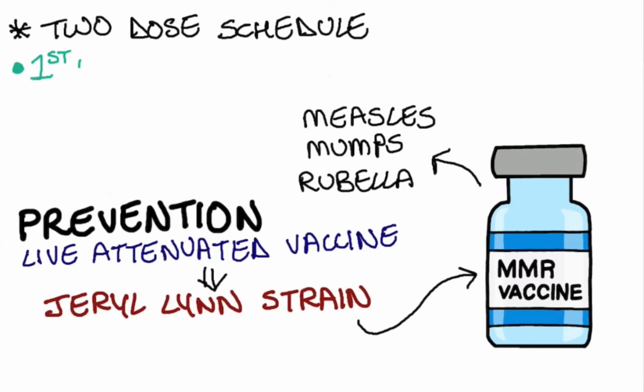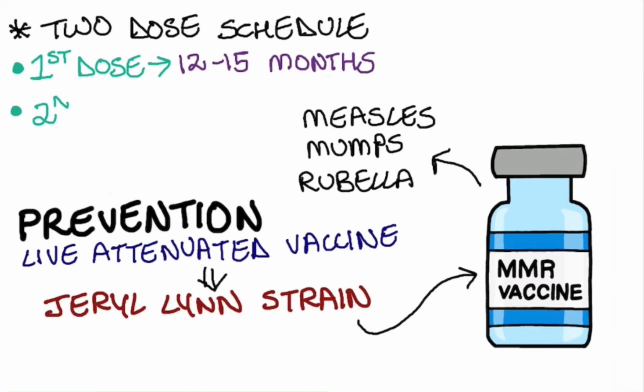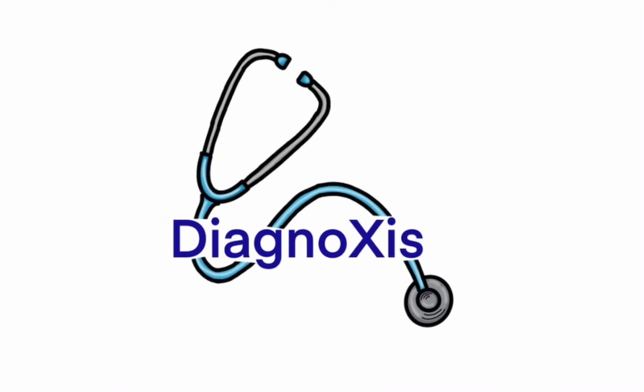The first dose is given at 12 to 15 months of age and the second dose is given at 4 to 6 years. So, that wraps up a high yield overview of the mumps virus.